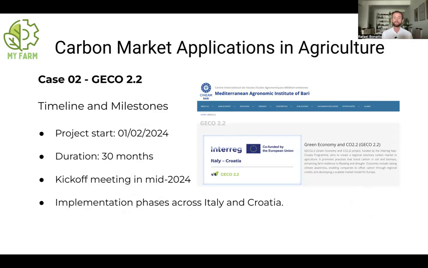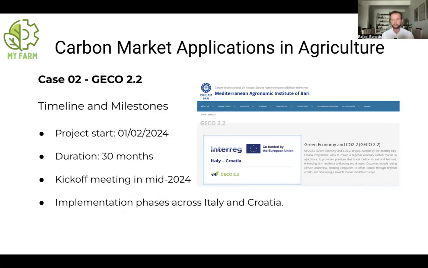Timeline and milestones for the GECO 2.2. The project started on the 1st of February 2024. They expect a 30-month duration for this first phase, okay? The kickoff meeting was in mid-2024, so last year. And the implementation phases take place in Italy and Croatia, okay?